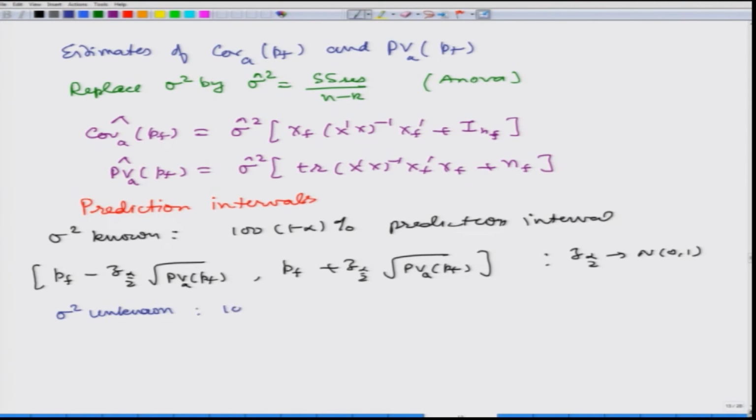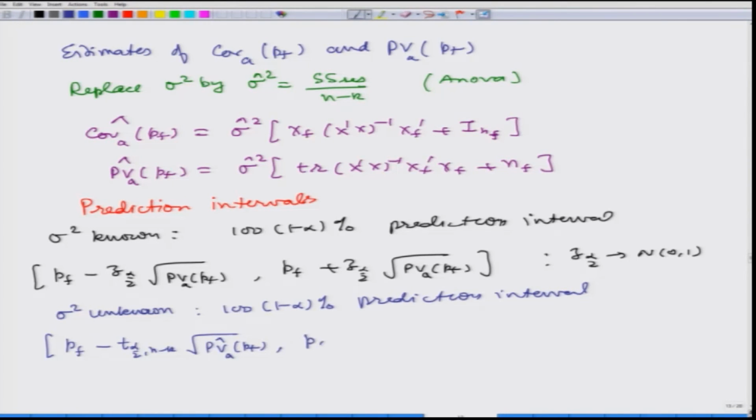Similarly, the second case is when sigma square is assumed to be unknown, and in this case the 1 minus alpha percent prediction interval is obtained as PF minus t alpha by 2, n minus k, times the standard error of PF when it is used for actual value prediction, and PF plus t alpha by 2, n minus k, times the standard error of the predictive variance, that is of PF, when it is used for actual value.